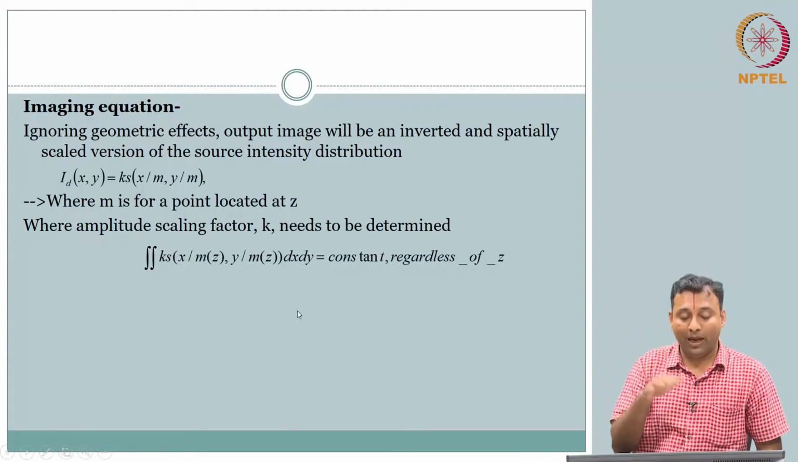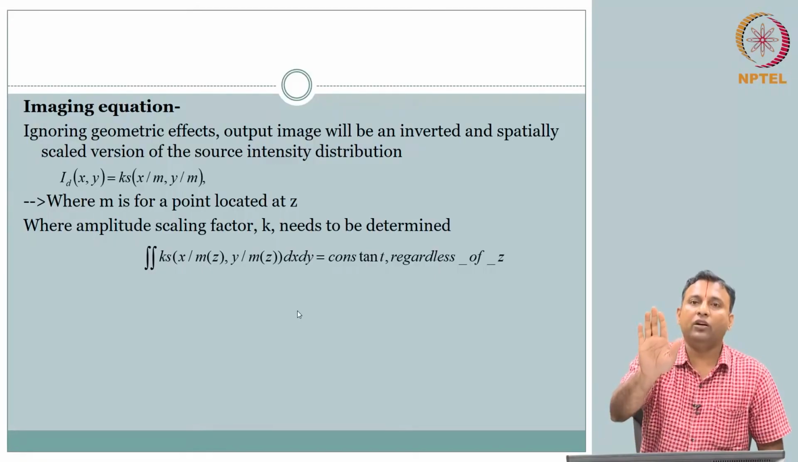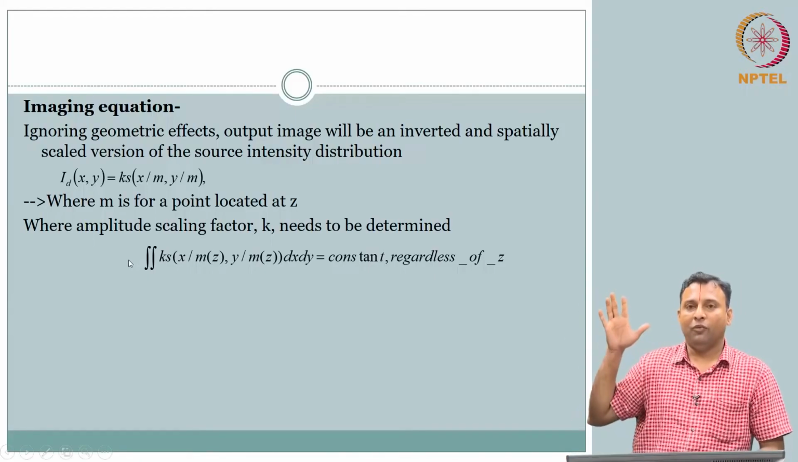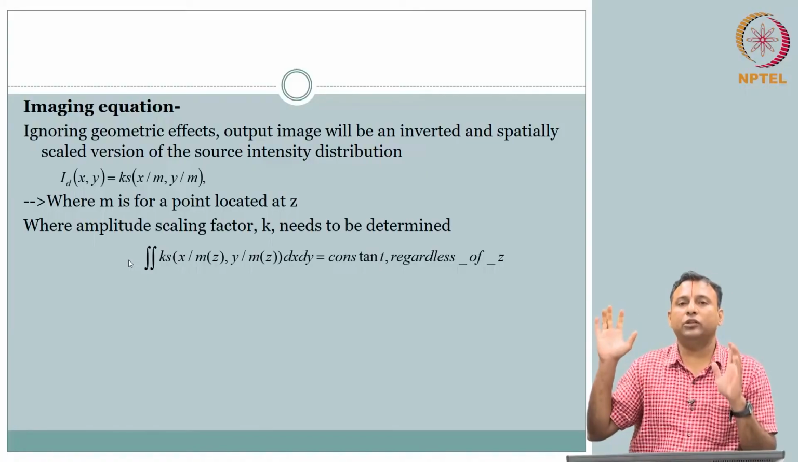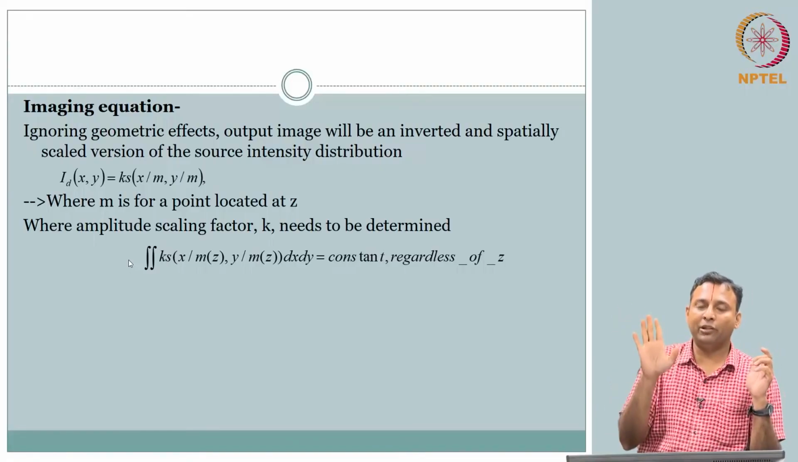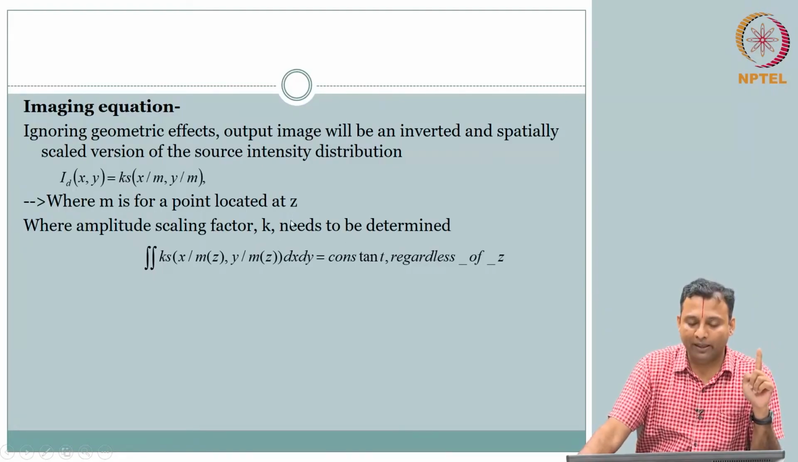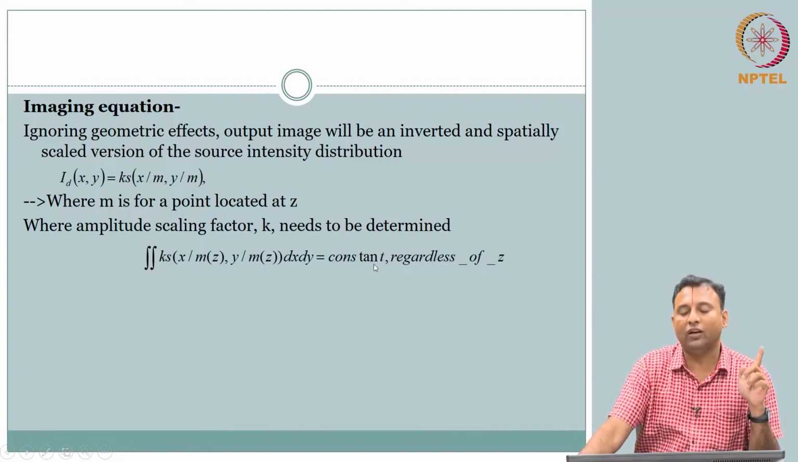Your k, your amplitude scaling factor, is also dependent on depth, but this double integral, which is whatever falls on the detector, if you sum that intensity, should be the same irrespective of how much of the detector is illuminated, depending on the magnification, right. So where the amplitude scaling factor needs to be determined, before we determine k, we can use this fact and say that this integral is a constant irrespective of your z.